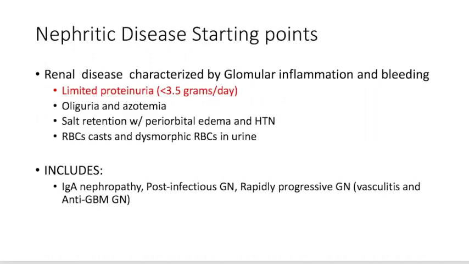When we talk about nephritic syndromes, nephritic disease is a renal disease characterized by glomerular inflammation and bleeding. We would have limited proteinuria, and we would have oliguria and azotemia. There would be evidence of salt retention with periorbital edema and hypertension, but you're going to have evidence of that inflammation and bleeding, and that is going to be your casts and dysmorphic red blood cells in the urine. Causes of nephritic syndromes include IgA nephropathy, post-infectious glomerulonephritis, and rapidly progressive glomerulonephritis.